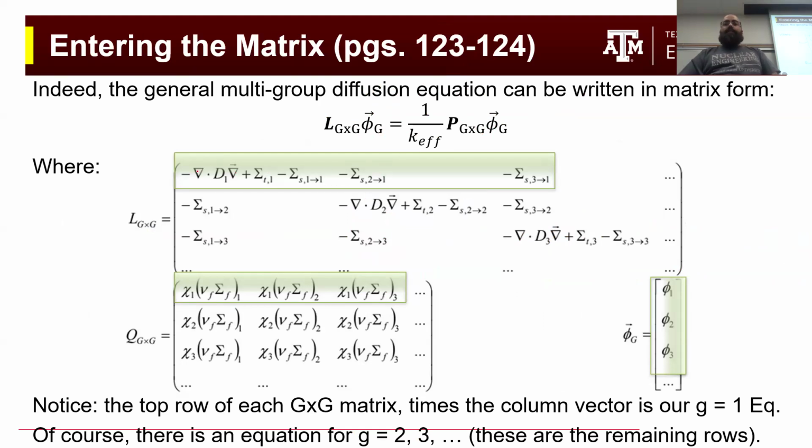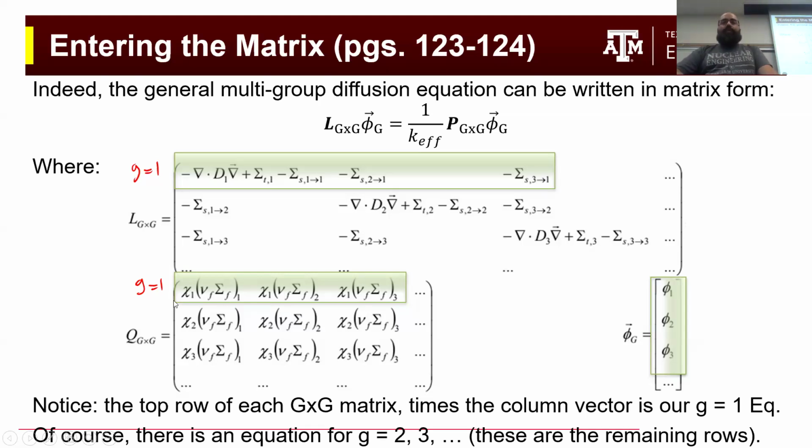And then I want us to recognize that what I have here in the green is the equation that we just developed. So this would be my equation for G equals 1. What I have in this row is my G equals 1 loss terms, and this is my G equals 1 gain terms. Because of the matrix notation, the quantity in this first entry would be multiplied by phi1, and that was the first term that we had. This sigma s from 2 to 1 would be multiplied by phi2, the second term. And the sigma s going from 3 to 1 was multiplied by phi3, the third term in that previous equation.